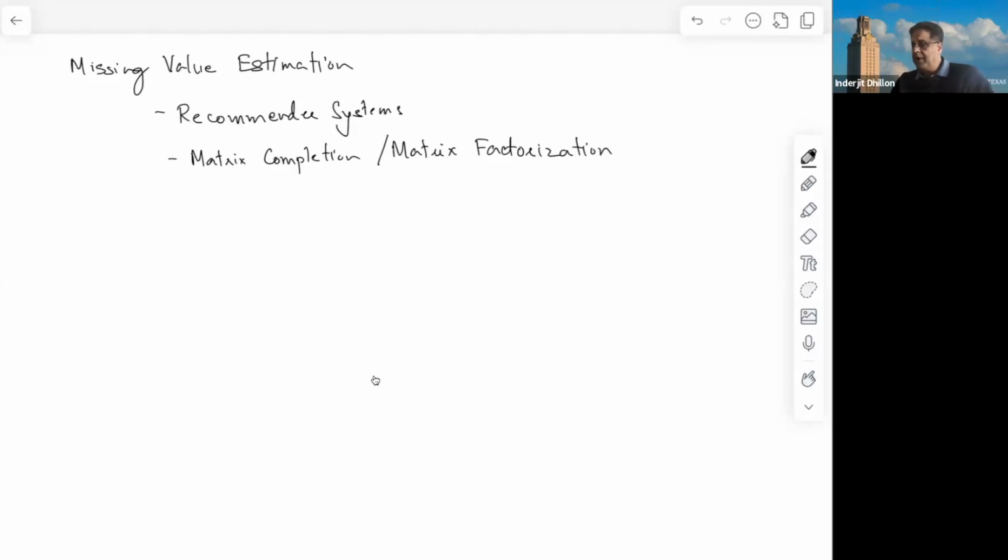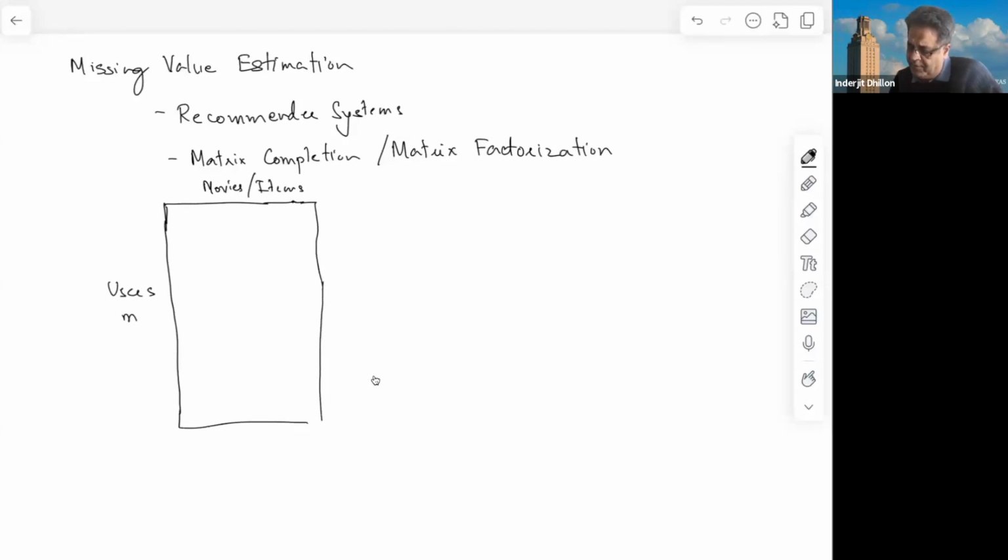Okay, so I told you a little bit about the Netflix challenge. Suppose you have a bunch of users. Let's assume that there are M users, and obviously M could be in the hundreds of millions, even billions now. And you have movies, or they actually could be items, for example, let's say on Amazon.com. So you have M users, and suppose you have N movies.